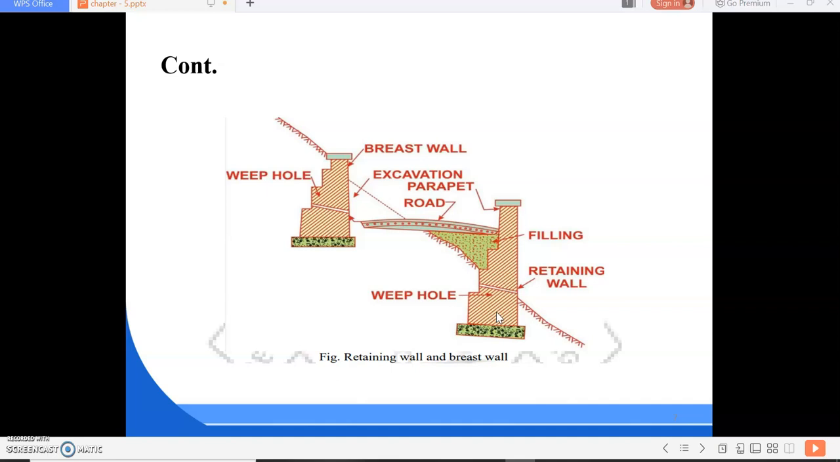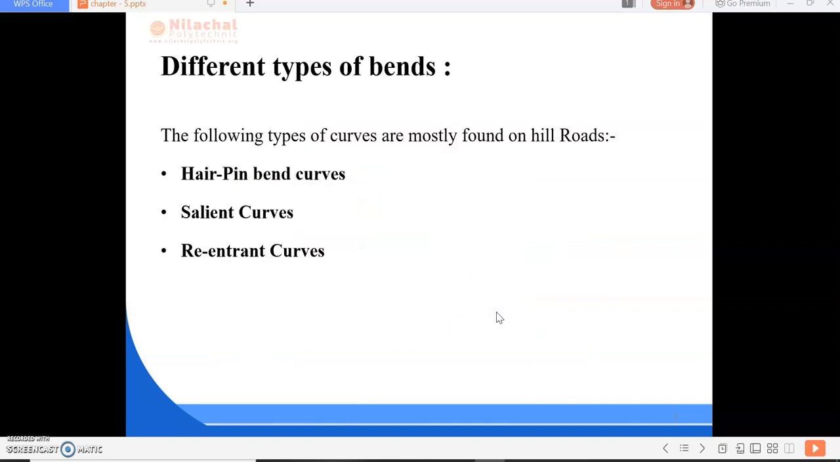The first one is hairpin bend curve, then salient curve, and re-entrant curve. There are three types of bend or curve. But in normal road surface, we distinguish the curve into two categories: the first one is horizontal curve and the second one is vertical curve.